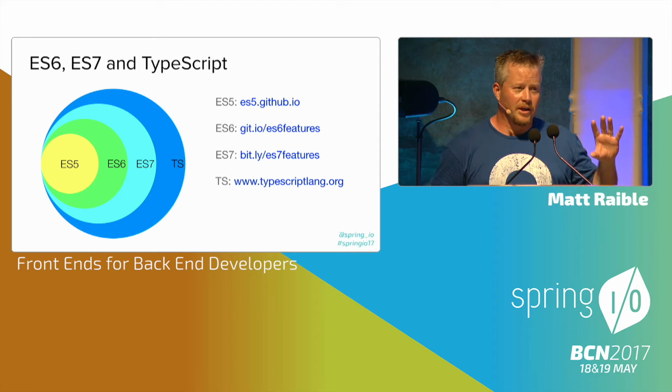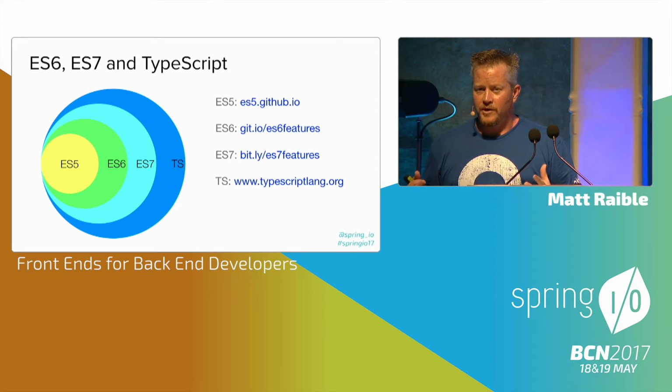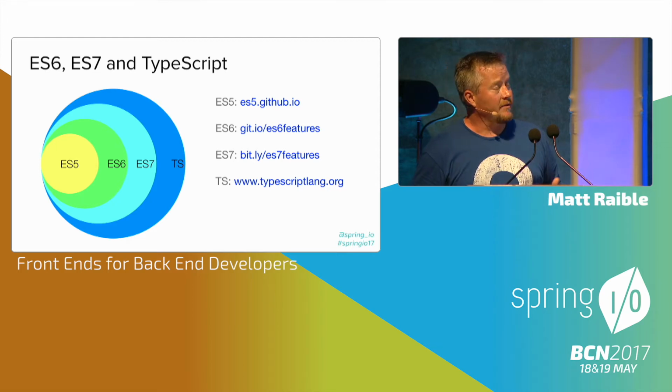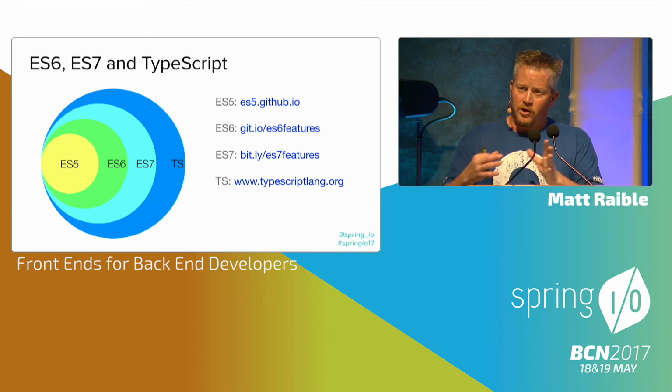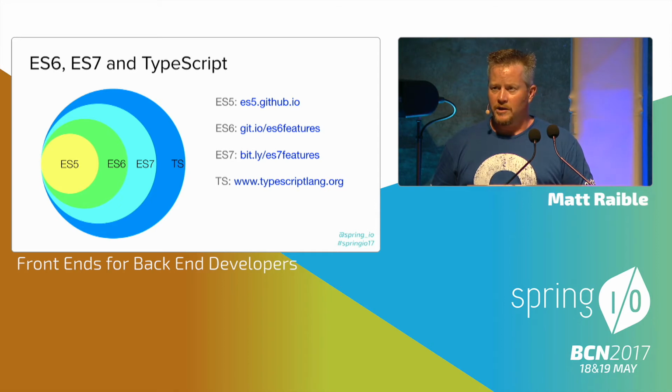Before you actually get into a lot of the front-end development, it's important to understand there are different types of JavaScript. There's ES5, there's ES6, there's ES7, and there's TypeScript. And those are all, you know, one layer above each other. So ES5 was released in 1999. You know what else was released in 1999?